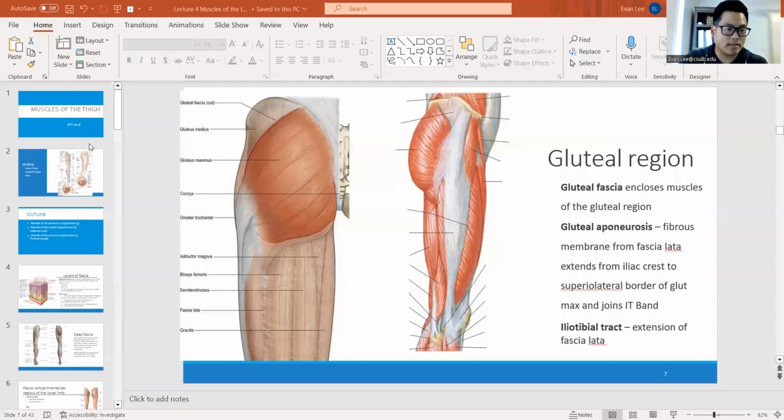Hello, everyone. Welcome back. Last time we talked about the gluteal muscles, and this time we're going to be talking about the thigh muscles. So let's get started.